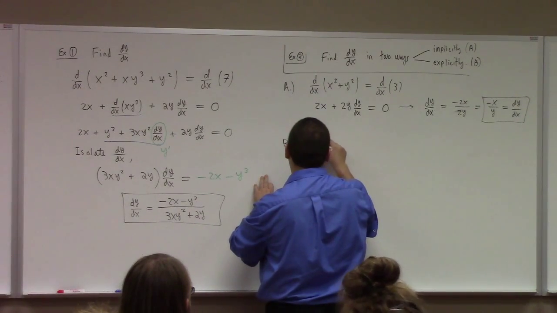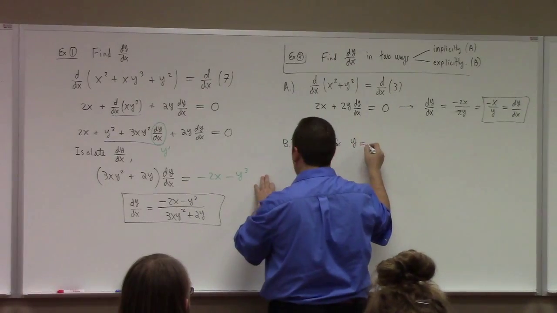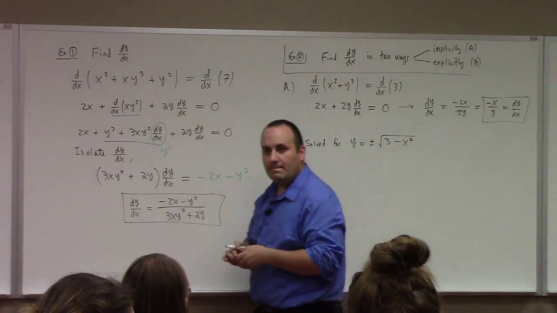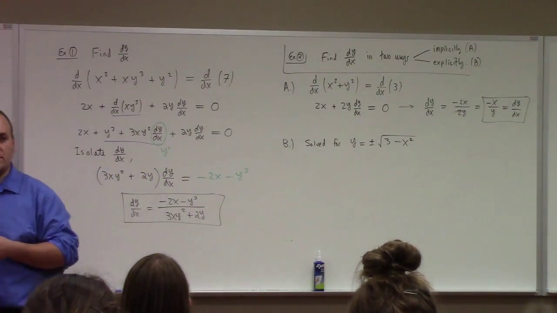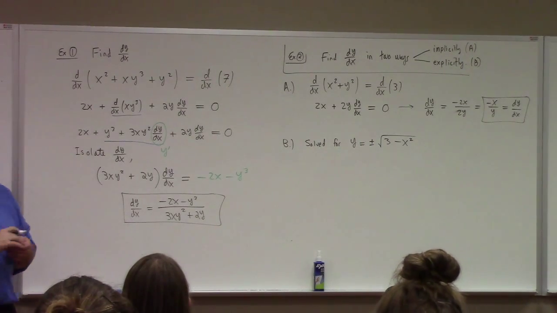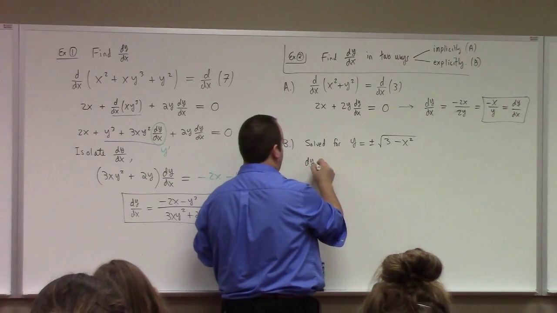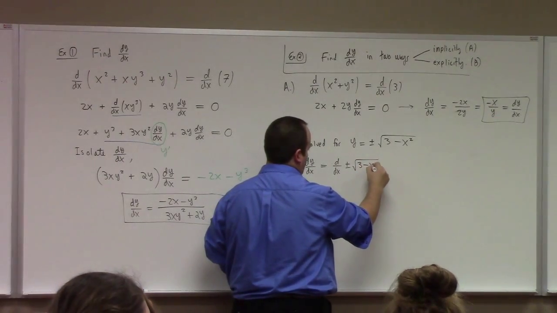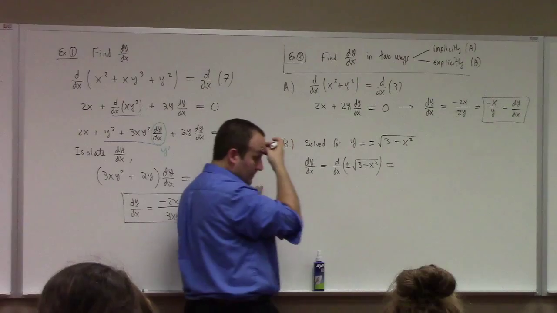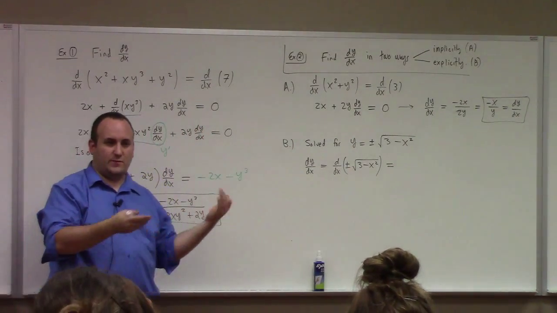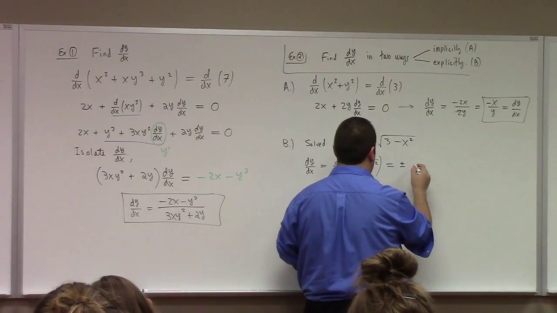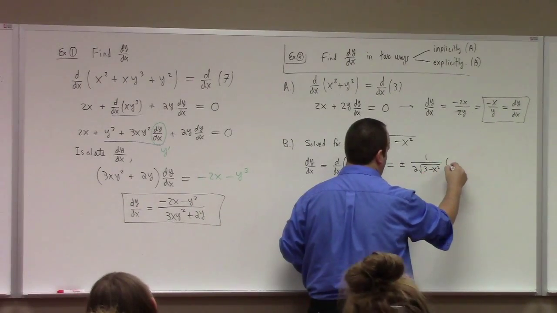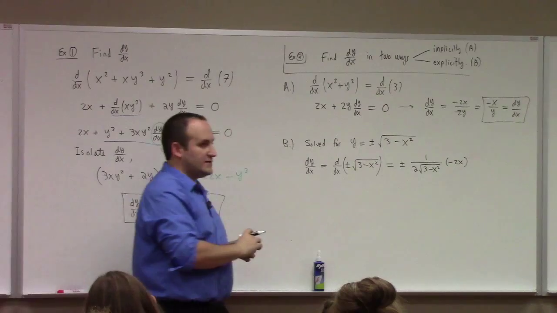I solved for y equals, on you guys' advice, plus or minus the square root of 3 minus x squared, right? So we can differentiate that, right? What's the derivative of that? The plus or minus is either 1 or minus 1. You can just pull that outside the derivative, right? So this is really just plus or minus 1 over 2 times the square root of 3 minus x squared times what? Times minus 2x.